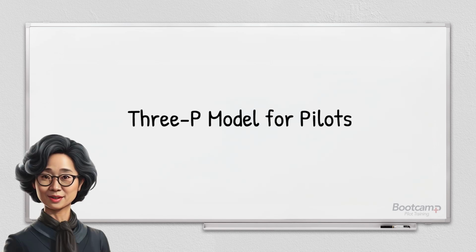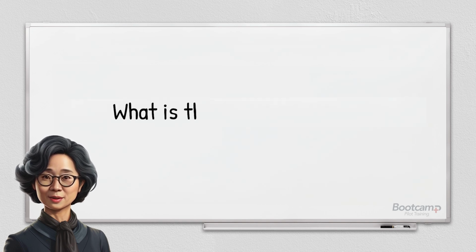Hello, aviation enthusiasts. Today, we're discussing a powerful tool every pilot can rely on for better decision-making, the 3P model. This method breaks down the process of managing flight risks into 3 steps: perceive, process, and perform. It's simple, effective, and could make all the difference in ensuring a safe flight. Let's explore what makes this model a must-know for every pilot.